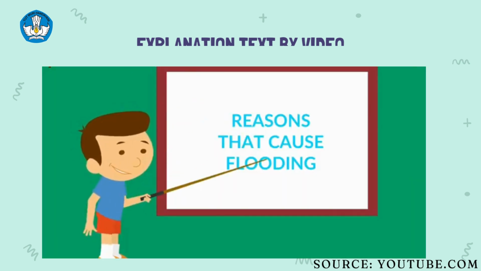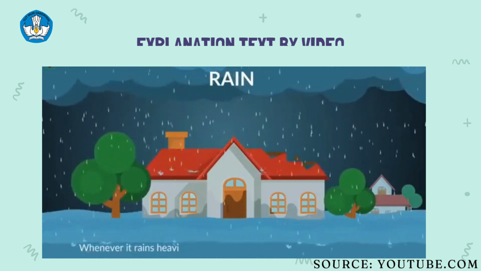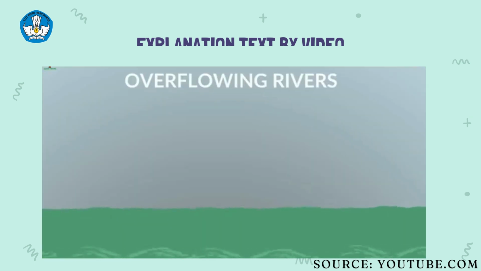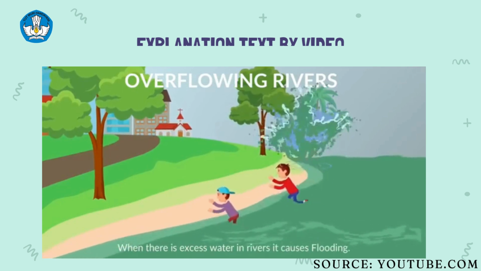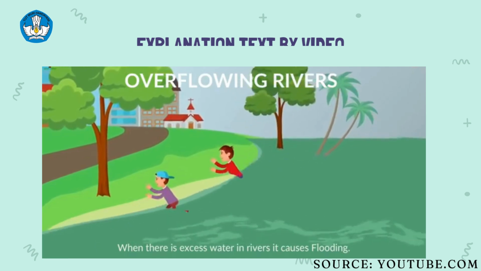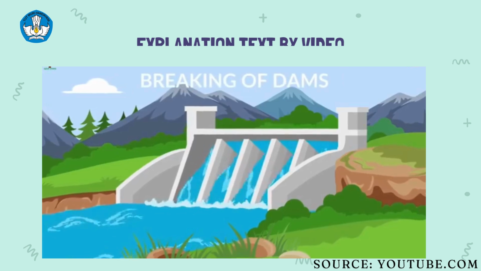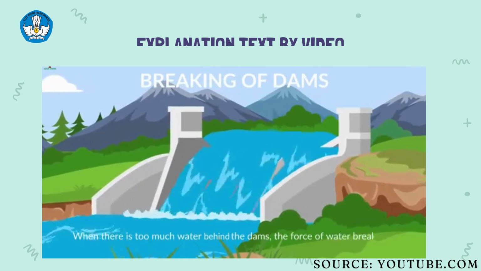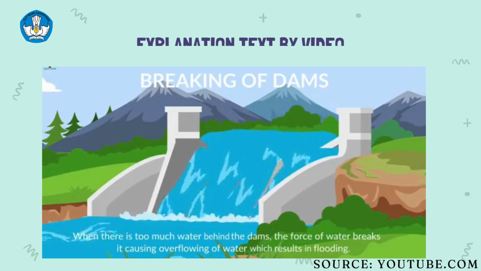Let's learn the main reasons for flooding. Rain. Whenever it rains heavily and there is less drainage, flooding occurs. Overflowing rivers. When there is more water upstream than usual, and as it flows downstream to the low-lying areas or floodplains, the excess water flows into the land, causing flooding. Breaking of dams. When there's too much water behind a dam, the force of water breaks it, causing overflowing of water, which results in flooding.